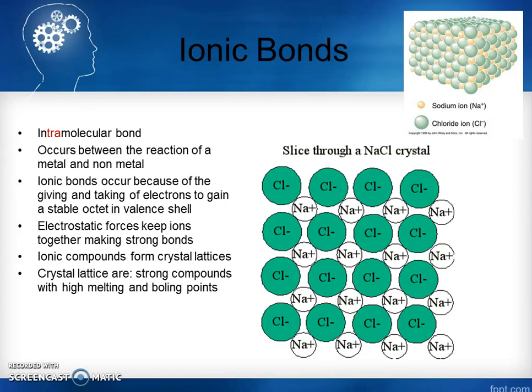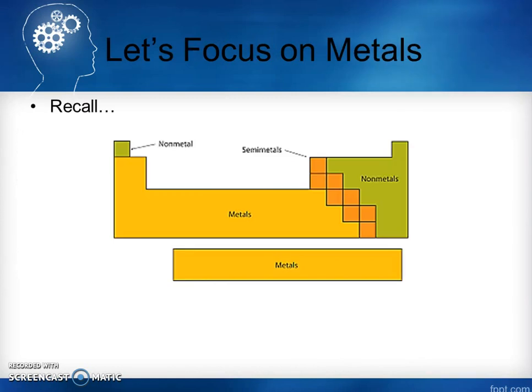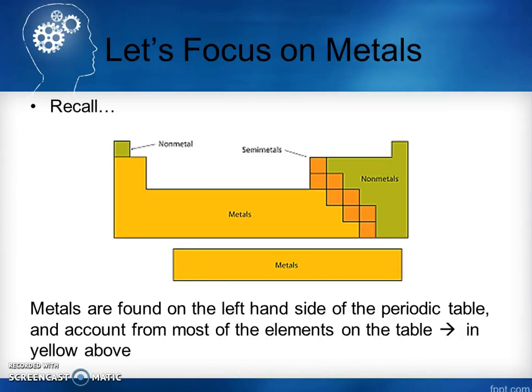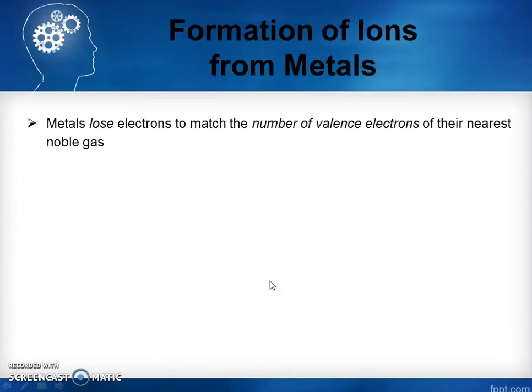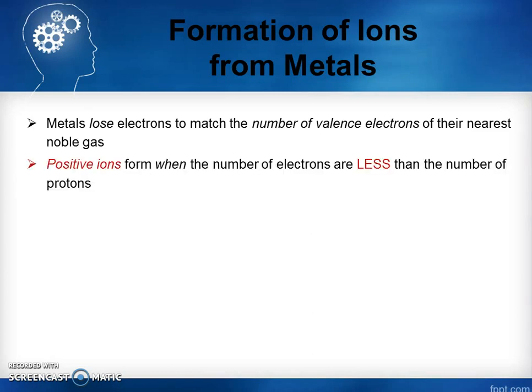Okay, so metals. Let's first take a look at metals. Metals are found on the left-hand side of the periodic table and account for most of the elements on the table. You can see the metals here in yellow. Now, metals lose electrons to match the number of valence electrons of their nearest noble gas. When an element loses an electron, it becomes positive because, quite simply, there are fewer negative charges than positive protons.